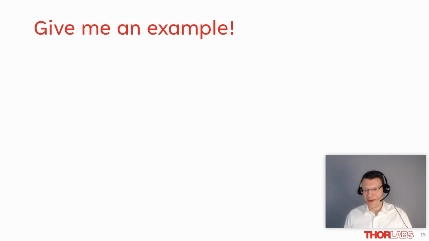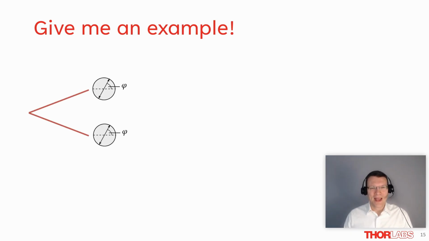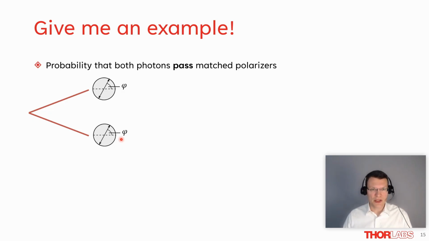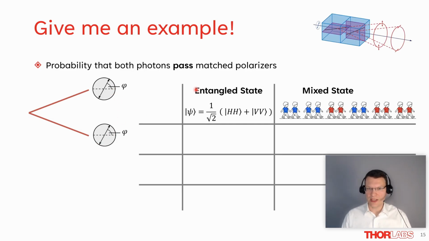Now, finally, I have to give you an example to understand where a system behaves differently for entanglement. It looks quite similar to what we had before. So we have our photon pair, but now we place two polarizers here, both with the same polarizer angle phi. And the question that we're asking ourselves: what is the probability that both photons pass through these matched polarizers? So let's look at what happens with an entangled state and what happens with a mixed state.